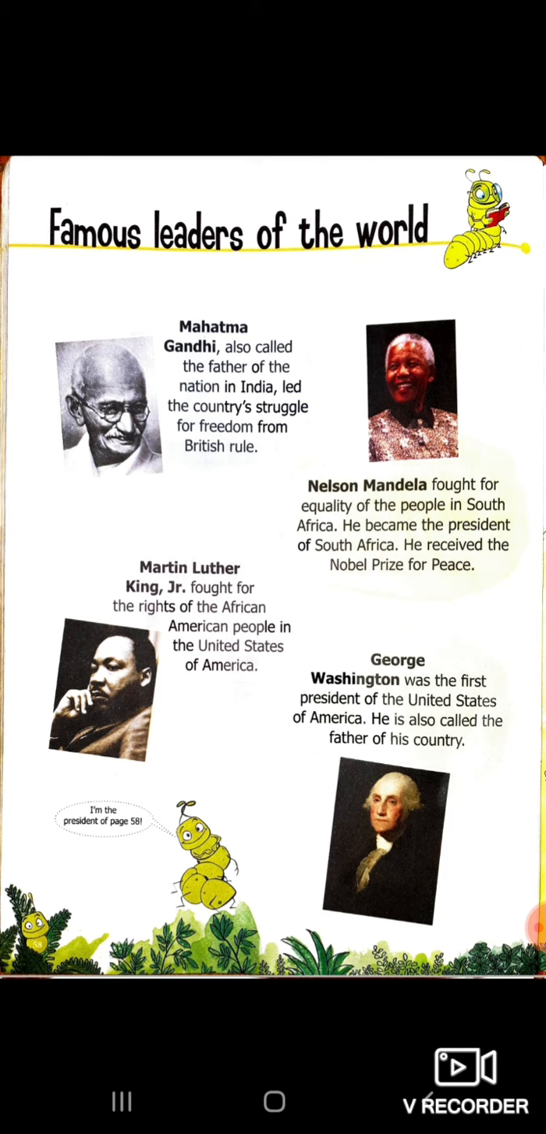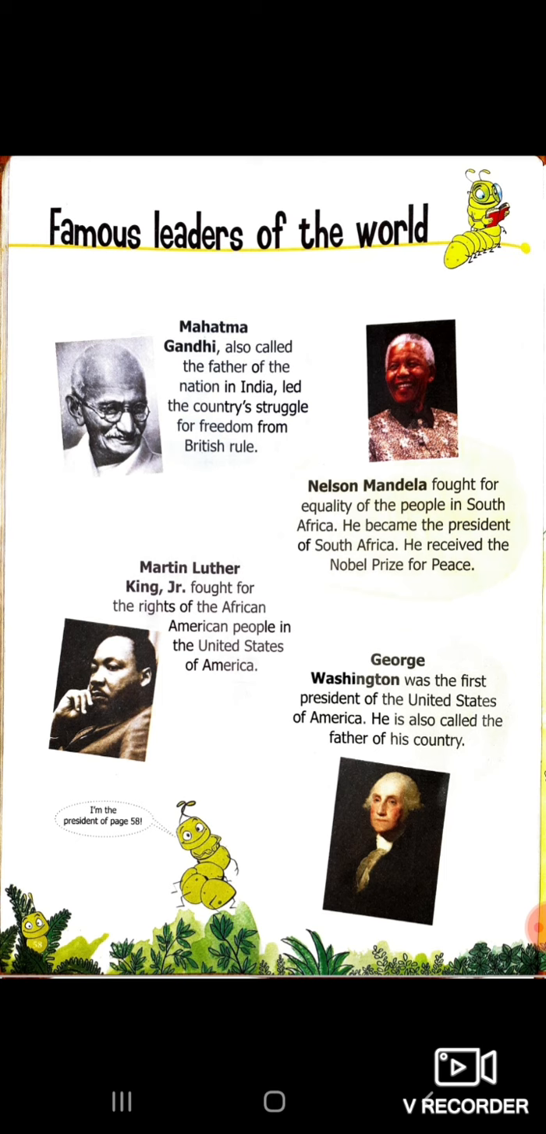And next is Nelson Mandela. Nelson Mandela fought for equality of the people in South Africa. He became the president of South Africa. He received the Nobel Prize for Peace. So, yes, he was the man who belonged to South Africa, and his complexion was very dark. He fought for equality of people, that everyone should be treated as equal. Nobody should be discriminated against on the grounds of color or caste. So for this he fought, and he received a very big award, that is Nobel Prize for Peace. So remember this.